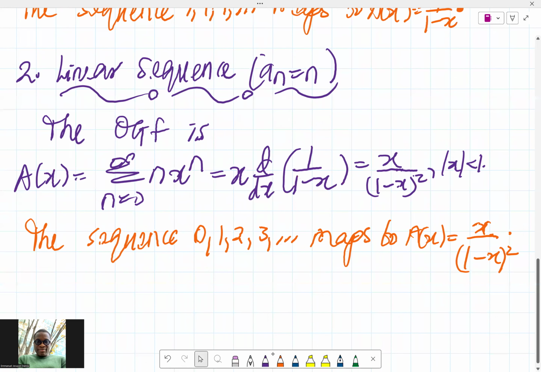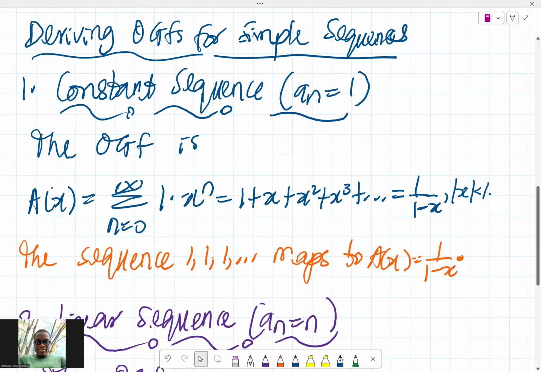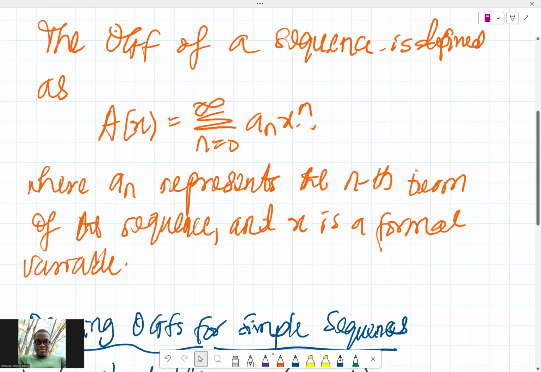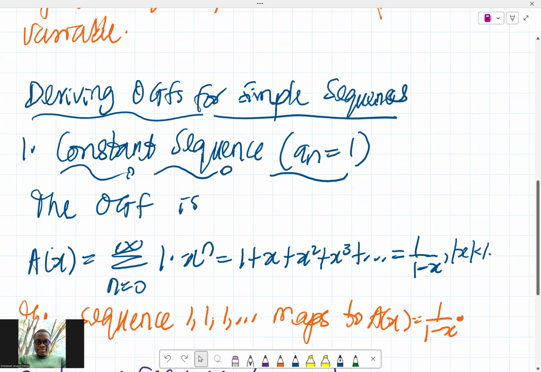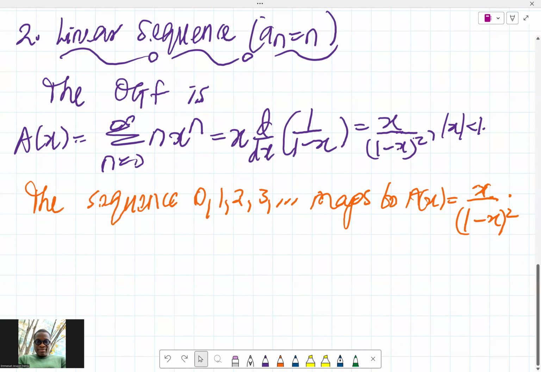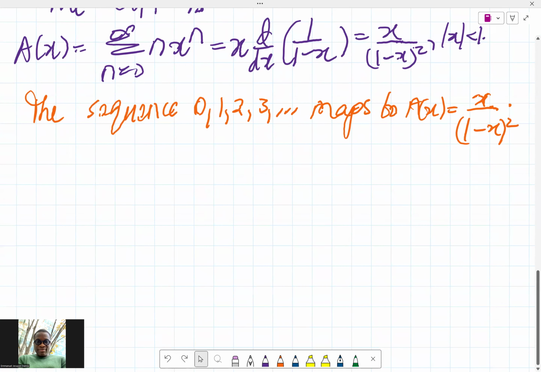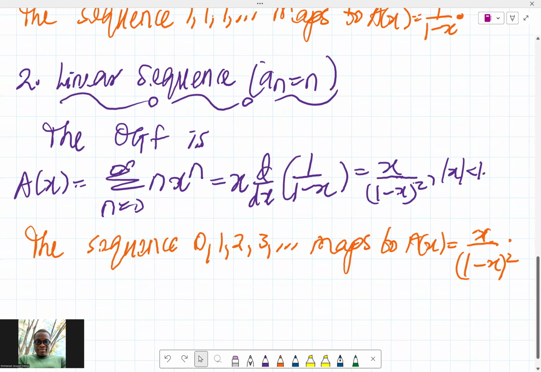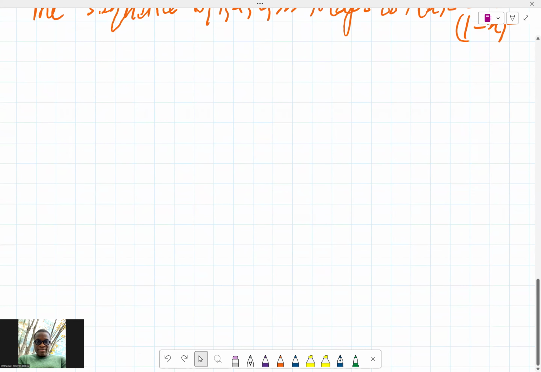Now, generally, if you want to derive an ordinary generating function, all you need is the nature of the n. Is it constant? Is it linear or whatever? Okay. Now, let's look at some operations with OGFs.